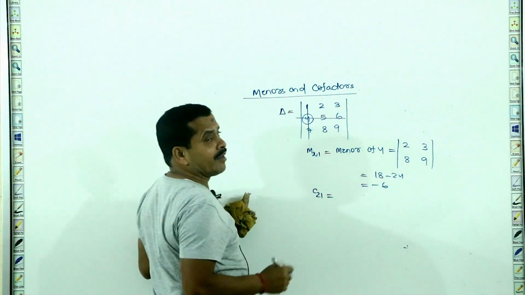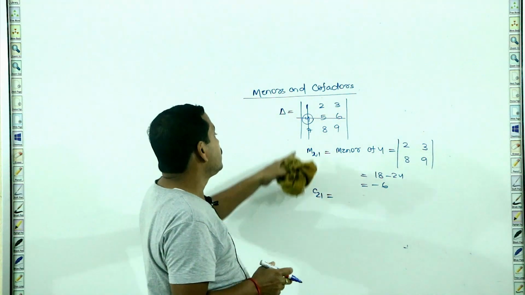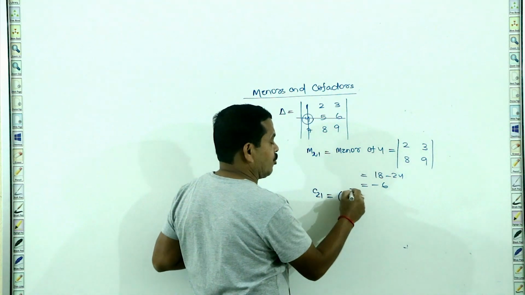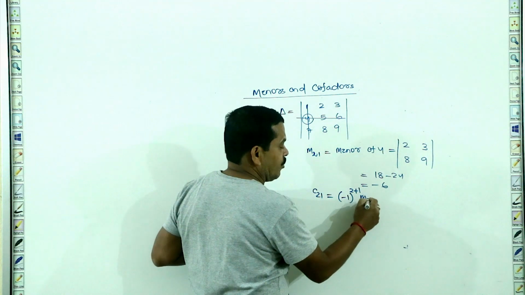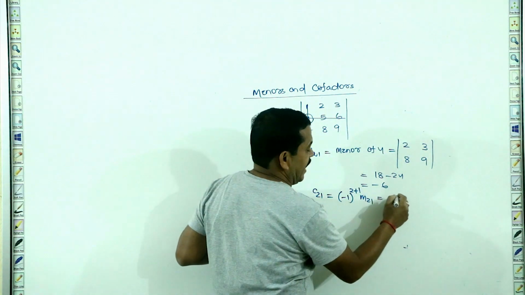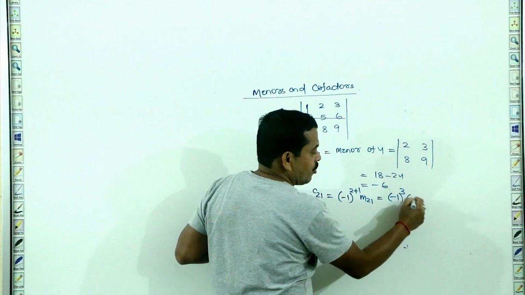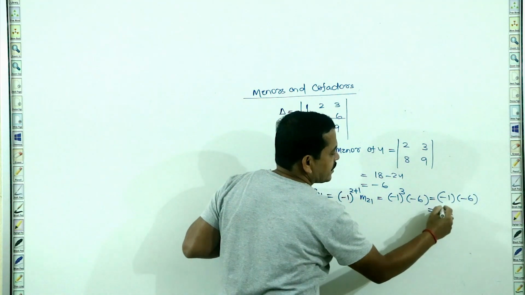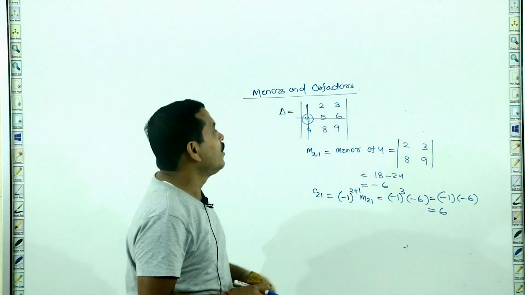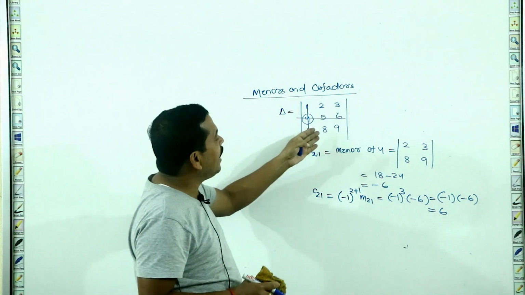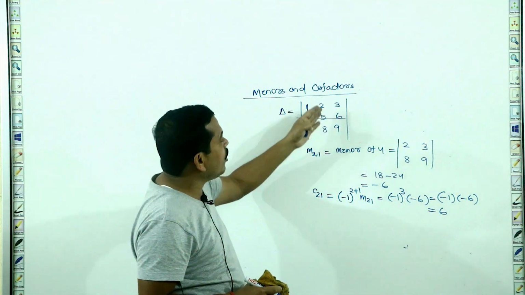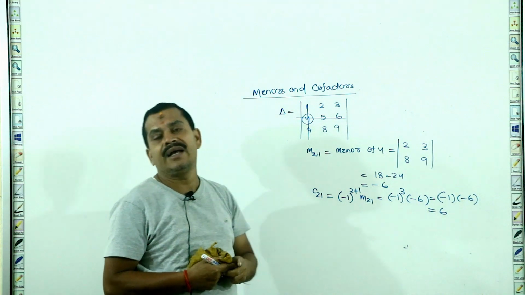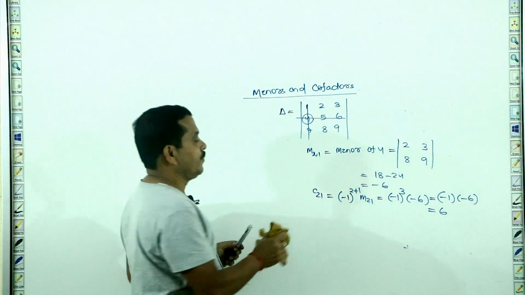Then C21 means the cofactor of 4. Cofactor of 4, same formula, minus 1 to the power row plus column into M21, that is minus 1 to the power 3 into minus 6, which is equal to minus 1 into minus 6, that is 6. In the same manner, you can also evaluate the minor and cofactor of each element. That is the process of how we can find the minor and cofactor.